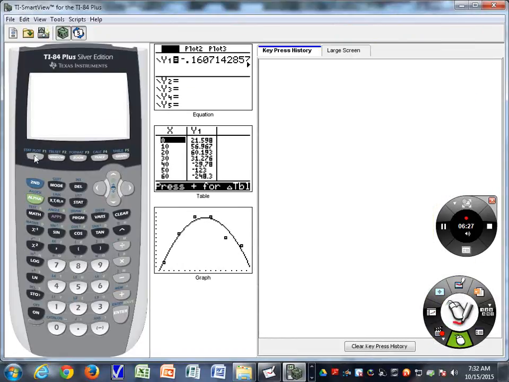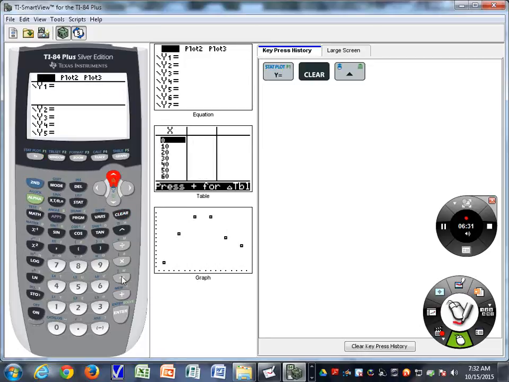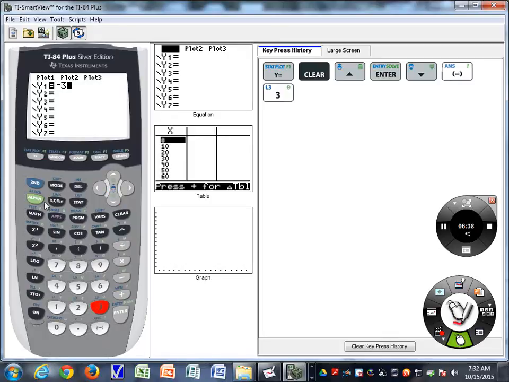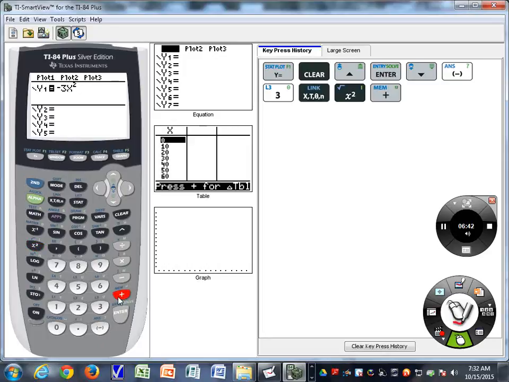So on our calculators, I'm going to go to y equals. I'm going to clear out whatever's in there. I'm going to turn off any plots that are graphed. And I'm going to type in my equation, which is negative 3x squared plus 5x plus 2.